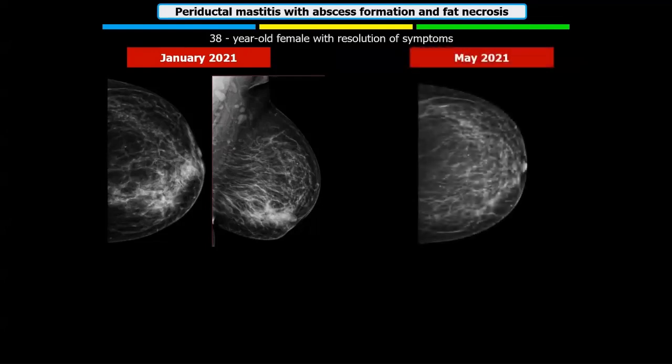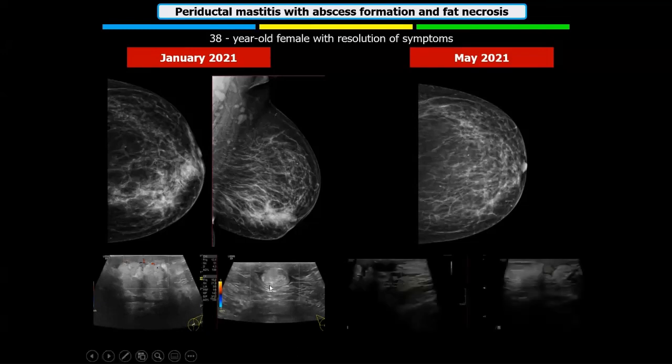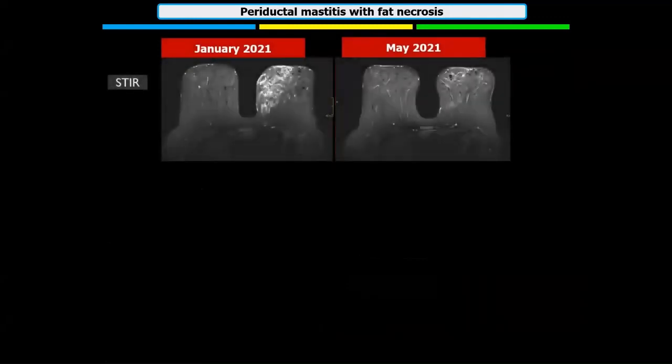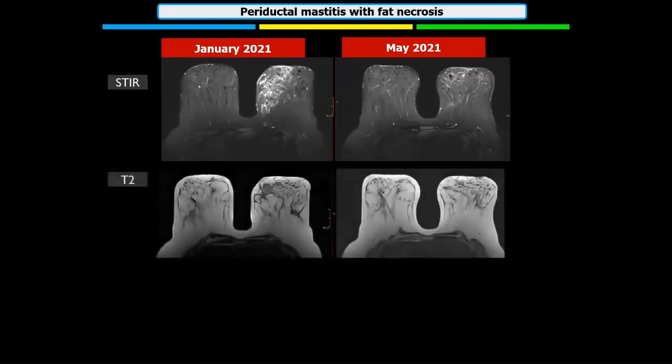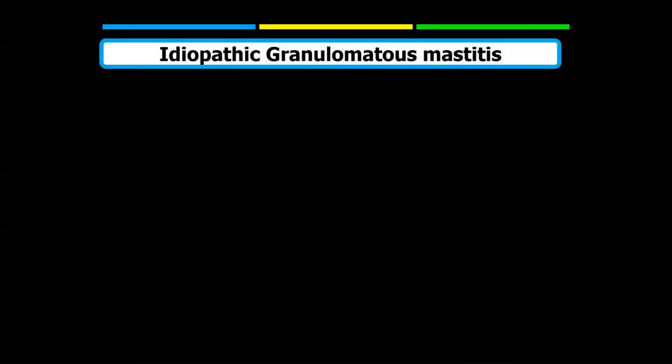And she came in May 2021, and this is how her breast appeared. And look at the dilated ducts with the retained secretions. Now she has dilated ducts, duct ectasia with minimal retained secretions with no periductal inflammatory reaction. And this is how her MRI appeared in January, and in May, the periductal edema or inflammatory changes resolved. Most of the abscess cavities seen on the T2 weighted images were resolved, with only a few chronic abscess cavities or secondary fat necrosis seen on the subtraction image in May 2021.